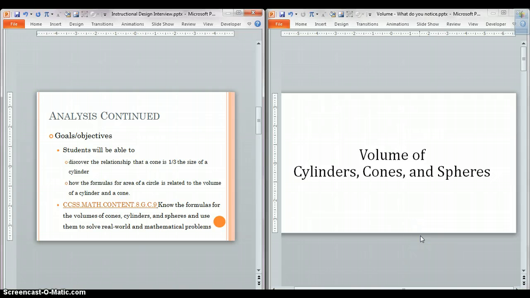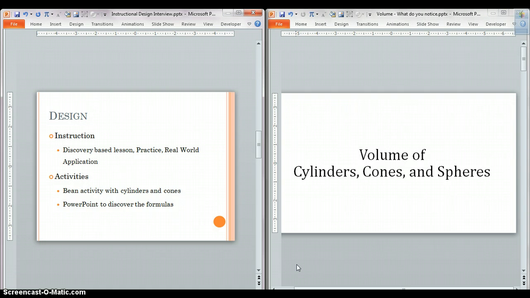The goals and the objectives are that students will be able to see the relationship that a cone is 1/3 the size of a cylinder, and that they will be able to use the formulas and see how they are related between the area of a circle and the volume of a cylinder and the cone. This goes along with the Common Core standard for 8th grade math geometry, knowing the formulas for volumes of cones, cylinders, and spheres, and being able to use them in real-world and mathematical problems.